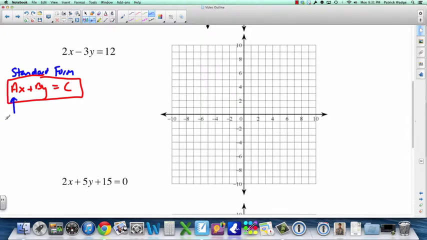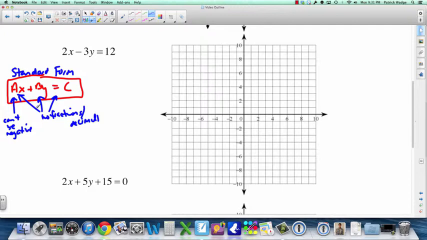Or 0, I guess. I'll say, can't be negative. Let's just say that. The a can't be negative. It can be 0 or it can be positive. And the other thing we need to remember is with the a, the b, and the c, no fractions and no decimals. They have to be integers, or in the case of the a here, it has to be a whole number.